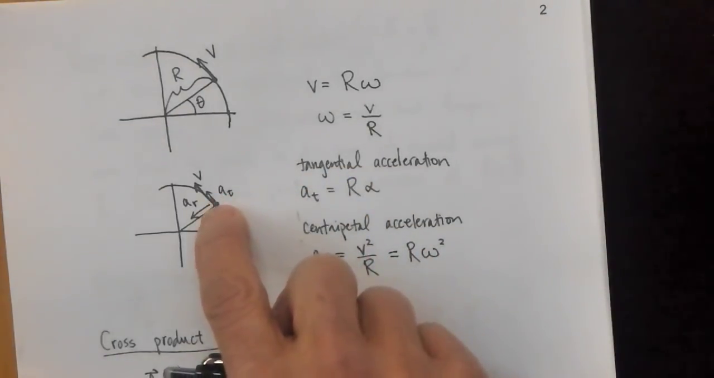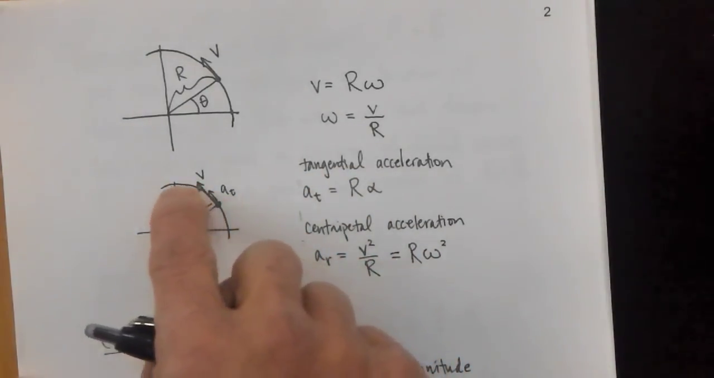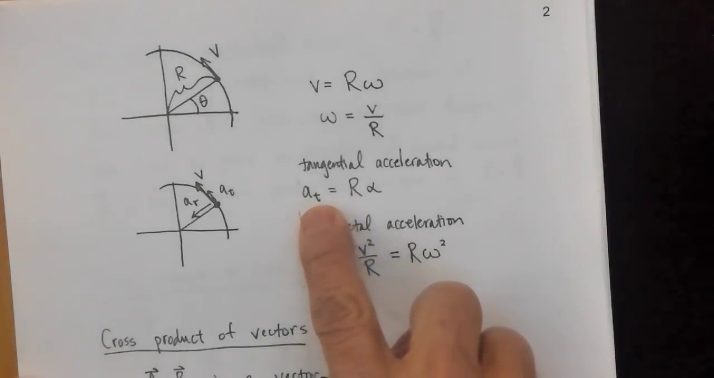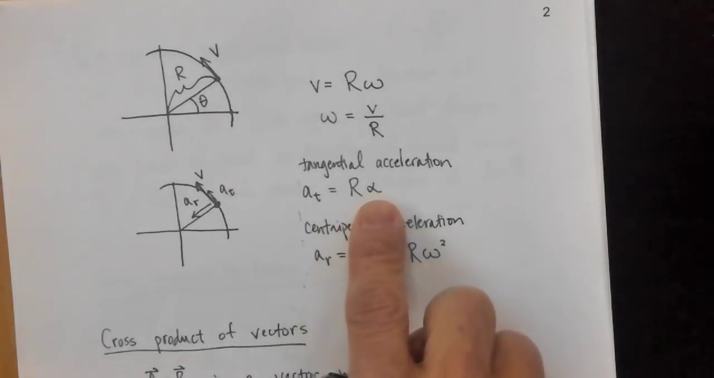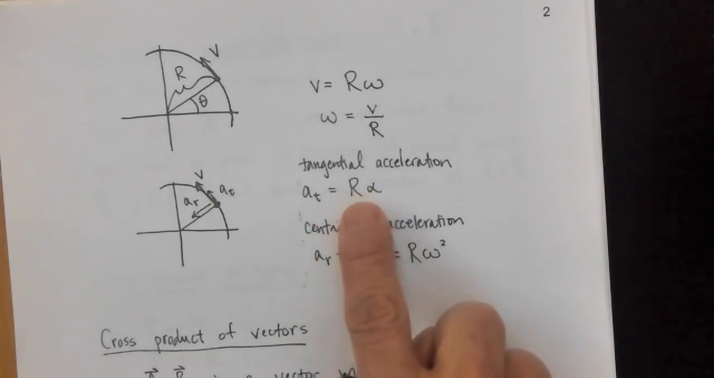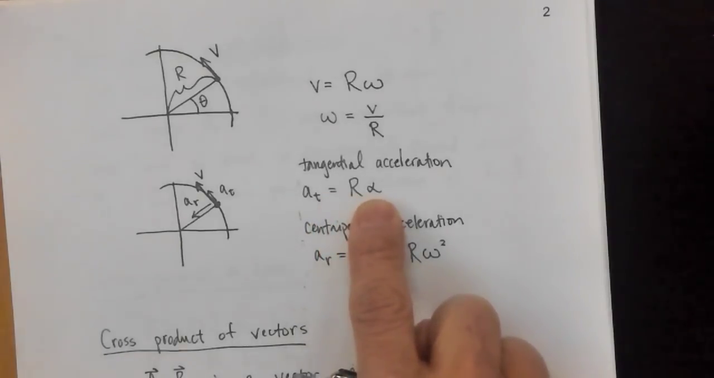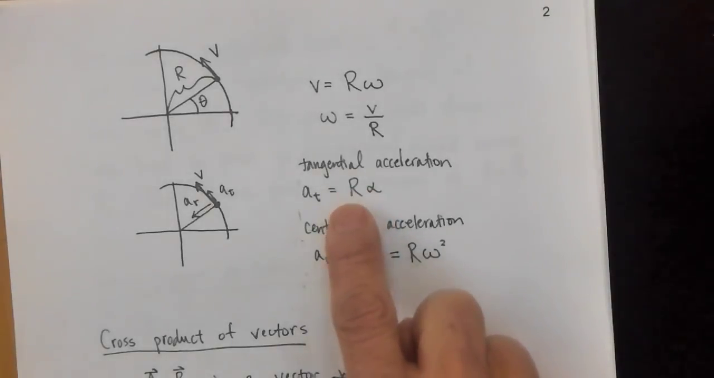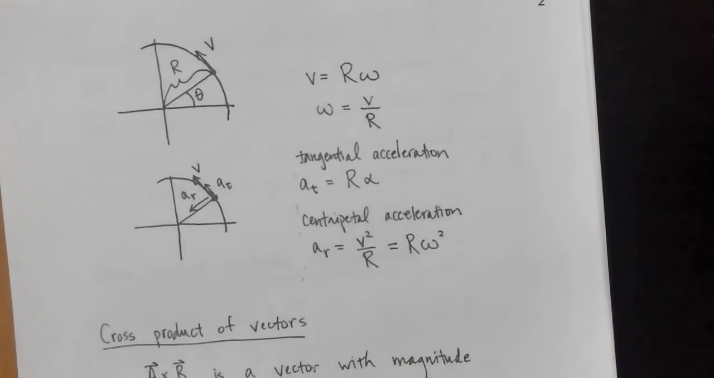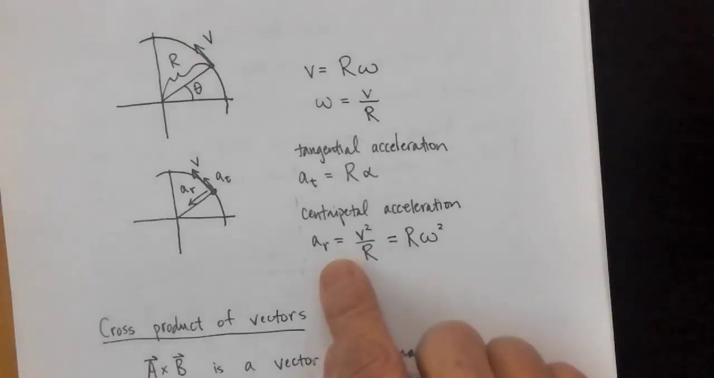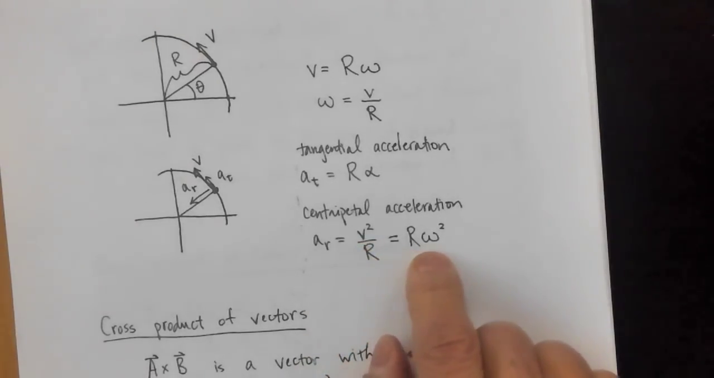Then we have this tangential acceleration. How fast is it accelerating around the rim? a_t is equal to r times alpha. Again, the alpha doesn't have any units of meters in it, so we're just simply multiplying by r to get units of meters. Now, we also had centripetal acceleration. a_r is v squared over r, or r omega squared.